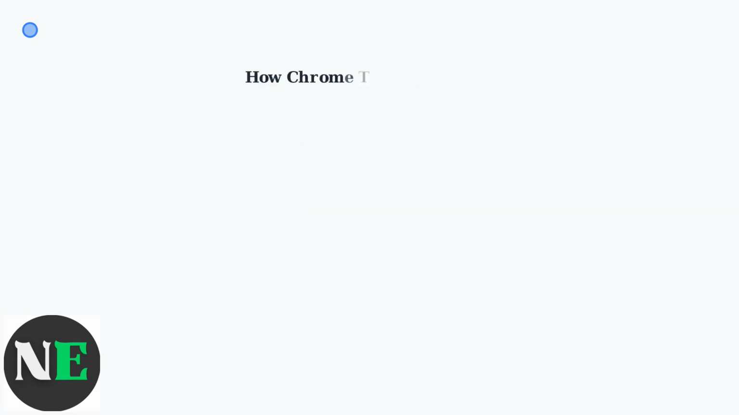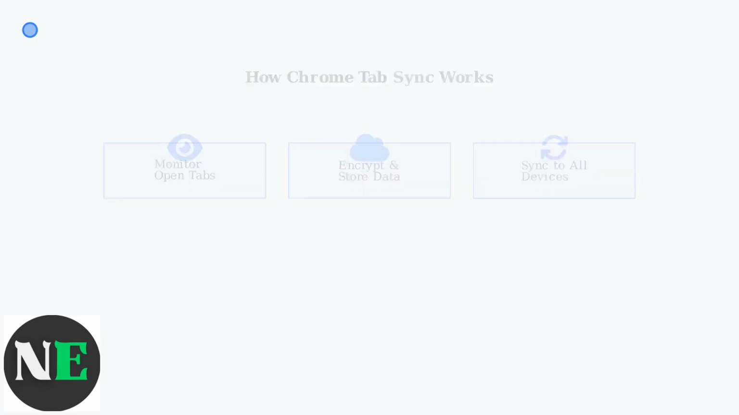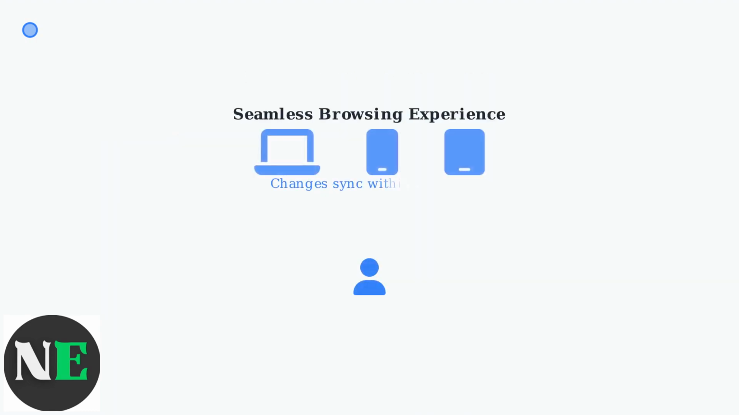Here's how Chrome Tab Sync works behind the scenes. Chrome continuously monitors your browsing activity, encrypts your tab data, and stores it securely on Google's cloud servers. The result is almost instantaneous synchronization. When you open a new tab on one device, it appears on all your other devices within seconds, creating a truly seamless browsing experience. Chrome Tab Sync transforms how you browse the web by ensuring your tabs are always available, no matter which device you're using.